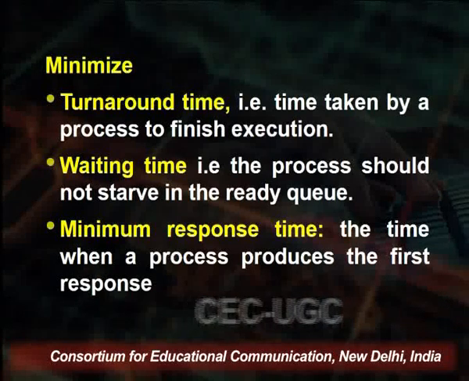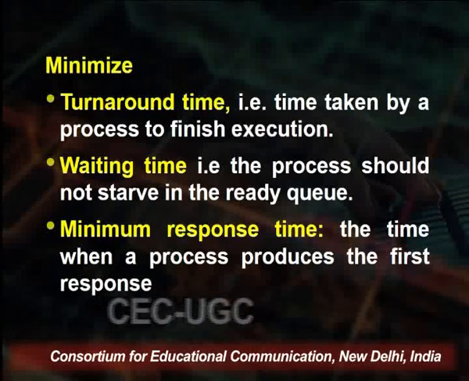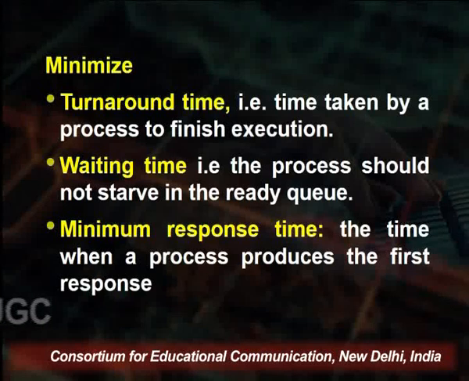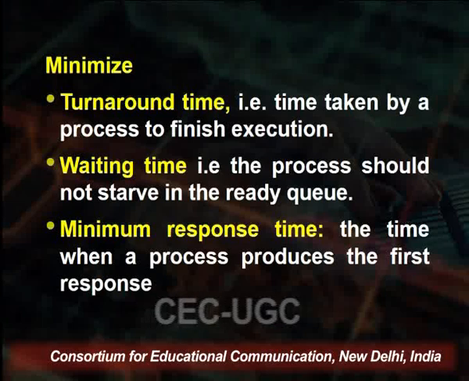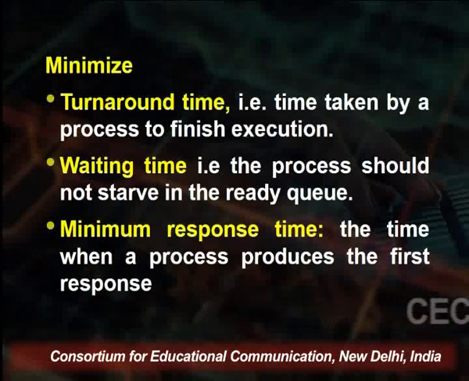Then we want to minimize the waiting time, because we don't want any process or any set of processes to starve in the ready queue or anywhere else. And we also want to minimize the response time, that is the time when a process produces its first response. So we want to maximize CPU utilization and throughput, minimize turnaround time, waiting time and response time, plus the CPU allocation policy should be fair, so that no job gets into starvation. Based on these criteria, these are the points we want to maximize, these are the points we want to minimize, and the general condition is that CPU allocation should be fair.